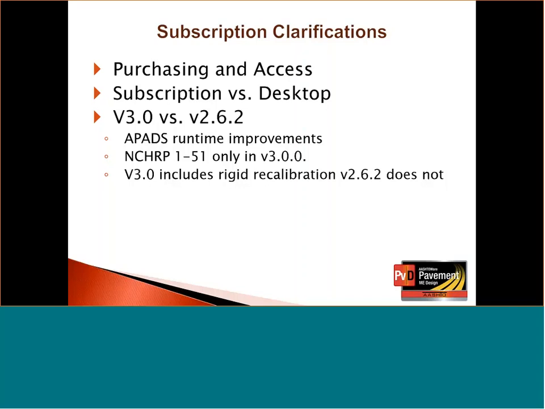So just a couple notes about version 3 and version 2.6.2. In both versions, the APAD's runtime has been improved by 4x, so that's 4 times faster than it was running previously, and we're going to see a little bit of that today. NCHRP 151, the slab interface friction module, has been integrated into version 3, and version 3 also includes the rigid recalibration for the MERRA climatic data set and the NCHRP 151 models. Version 2.6.2 does not include those changes.